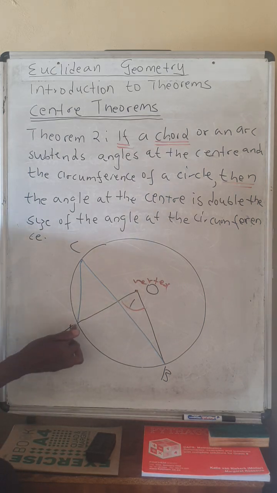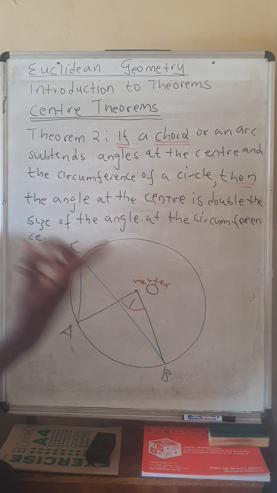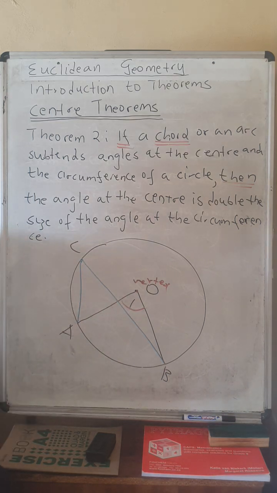Then I need to check if this arc subtends any other angle at the circumference. Do you see any angle at the circumference with its arms touching the endpoints of this chord? Remember I said if an arc is to subtend an angle, the arms of that angle must touch the endpoints of the arc. So you can see that angle C is an angle at the circumference. The arms of this angle are CB and AB. Are they touching A and B? Yes. So this angle is also subtended by this arc. So arc AB is subtending two angles, one at the center and one at the circumference.